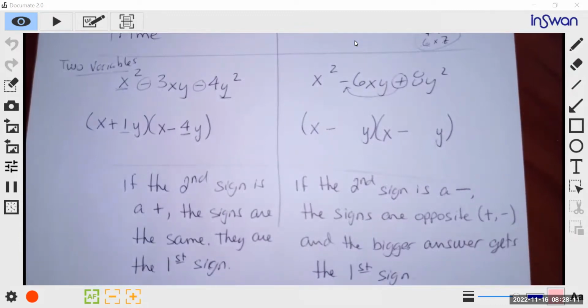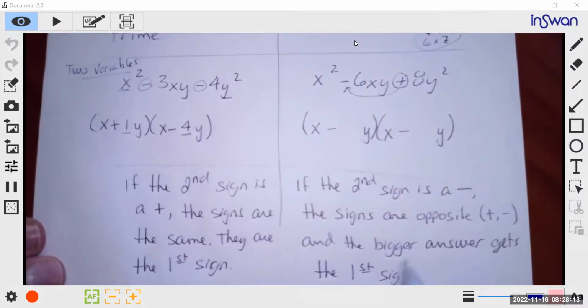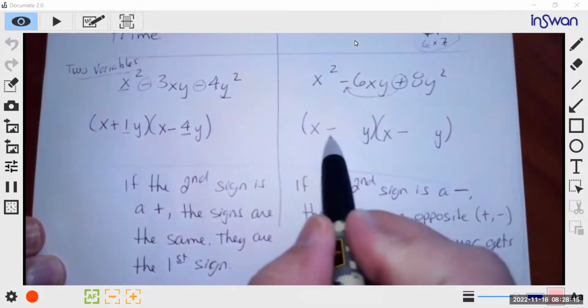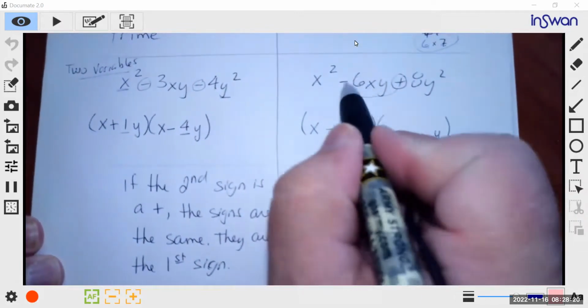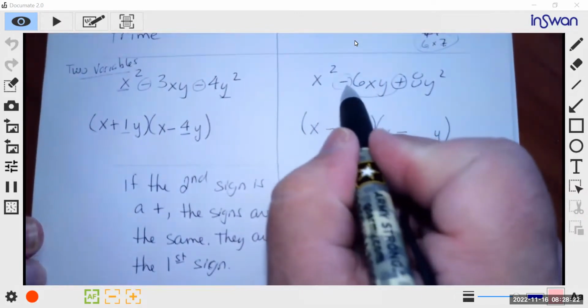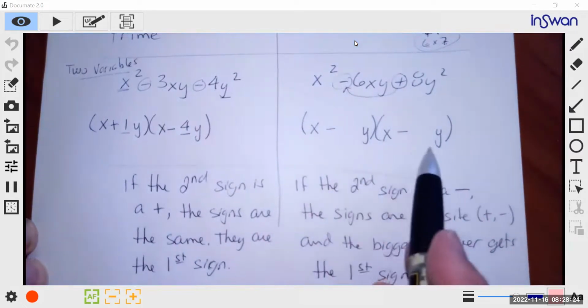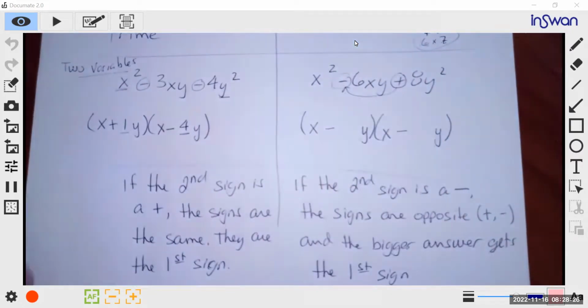When I say first sign, I don't mean the first sign when you put this here. I mean the first sign in the original equation. Whatever that sign is, that's what the number gets. It's not whatever you put in the parentheses. It's whatever's in the original equation.